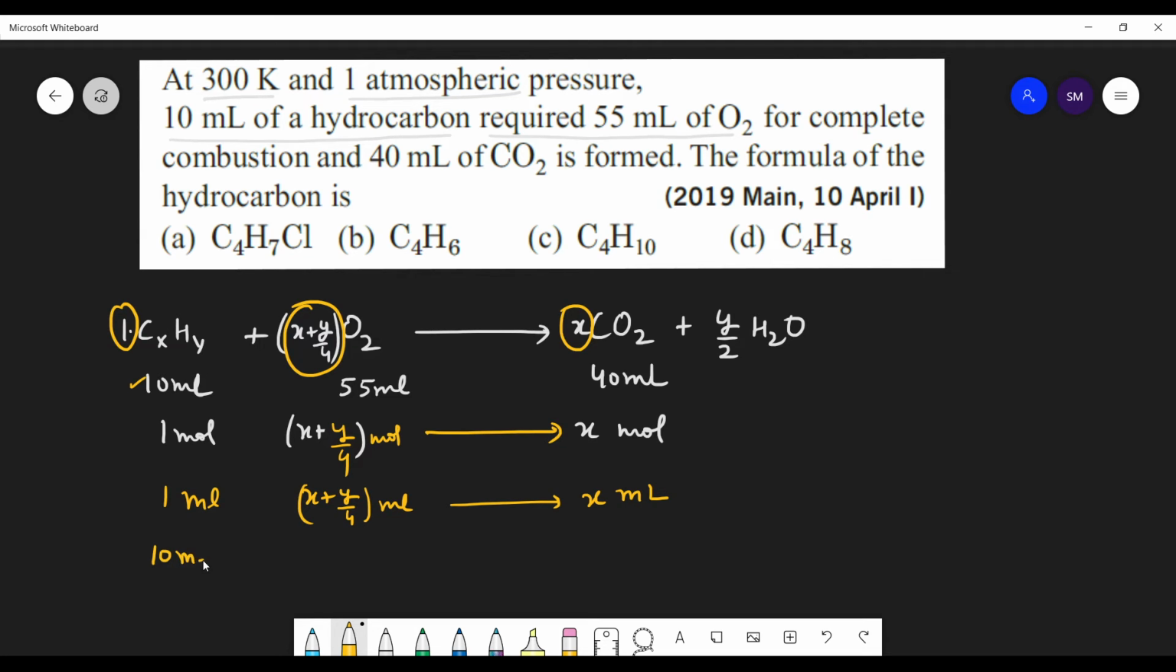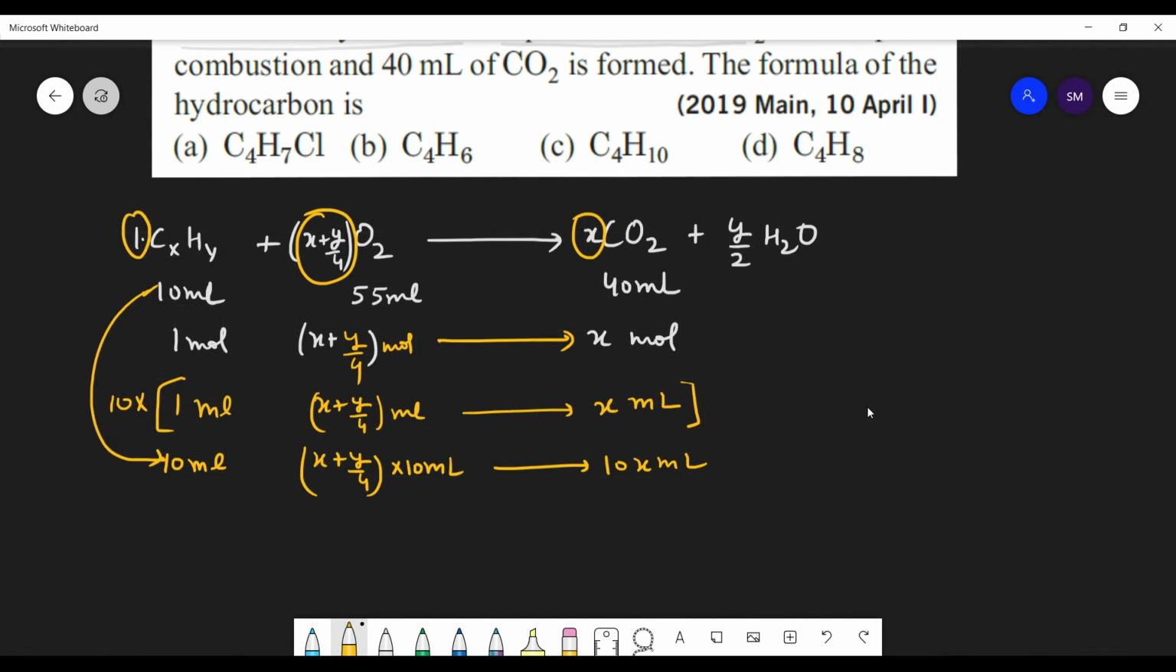Now for 10 ml, it will be multiplied by 10, right? So X plus Y by 4 multiplied by 10. Agreed? And this gives you 10x ml. So I have multiplied them with 10, right? Okay. So obviously we have to find the value of x and y. That's the formula.